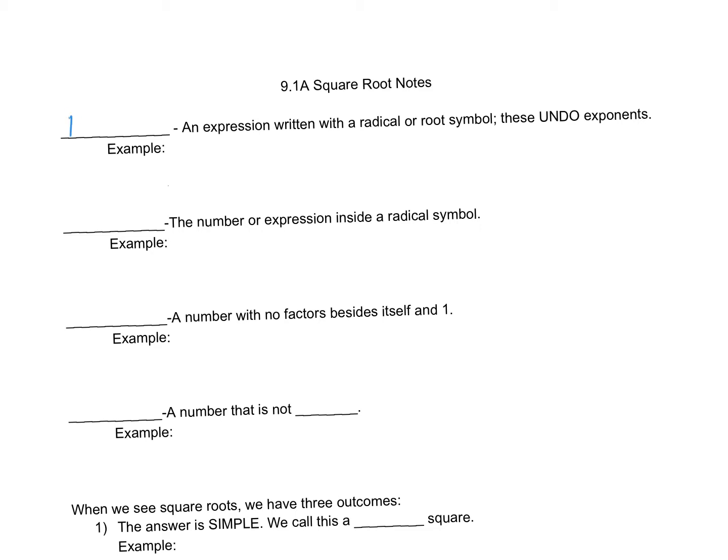So if you don't remember, a radical is an expression with a radical or a root symbol. These undo exponents. For example, this symbol right there is a radical, and then usually they have a number underneath, or sometimes you can even have an expression underneath. This is a square root symbol. If it had a 3 in front and it had an x, this is a different type, a cube root.